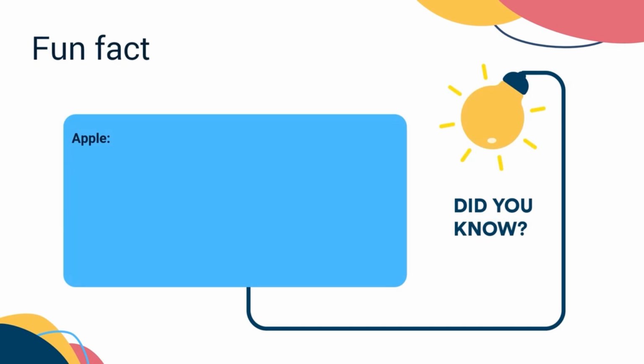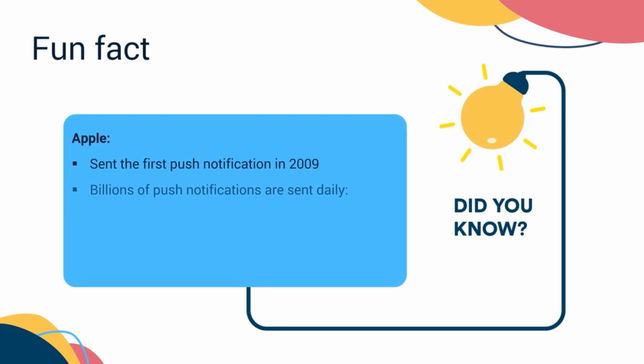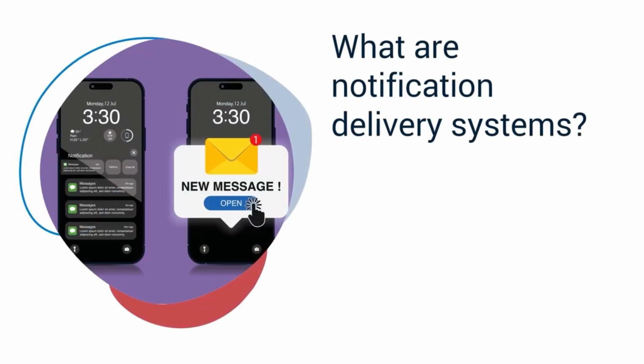Did you know that Apple sent the first push notification in 2009? Today, billions of push notifications are sent daily, helping apps engage users with real-time updates and personalized messages. Let's explore how modern apps use notification delivery systems to enhance user engagement.